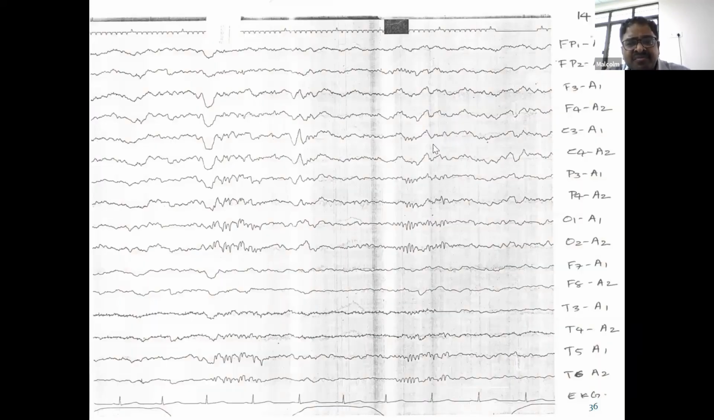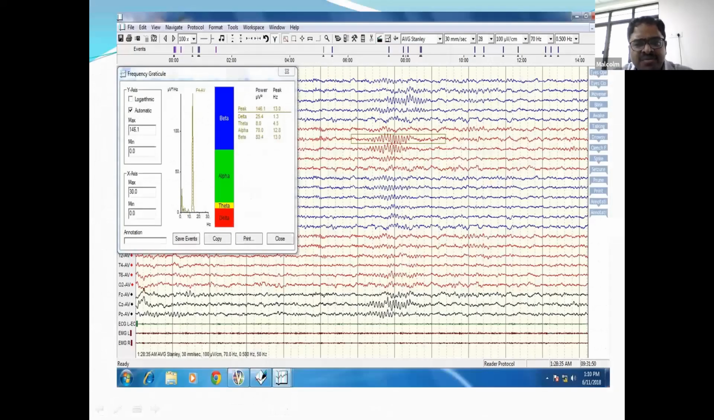A similar picture in an A1 and A2 montage, just for the A1 and A2 I've shown this, which shows another 14 hertz and a 6 hertz. This is the classic 14 and this is the classic 6 hertz. Now, which do we differentiate this from is the spindle. The spindle is what I'm showing here.